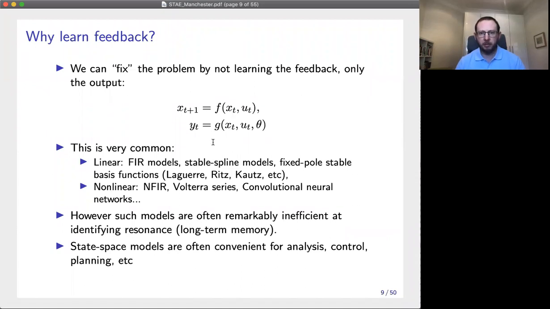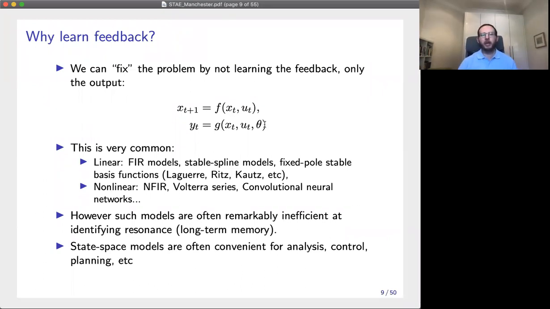Also model structures such as stable spline models and various models where you effectively fix the poles in a model and search for the zeros, or fix the denominator in a transfer function and search for the numerator. And this is using various sorts of expansions of stable models such as Laguerre, Kautz expansions, and so on. And this is quite common in system identification. In the nonlinear case, we can extend this idea to nonlinear finite impulse response models, Volterra series, convolutional neural networks, and so on. Basically, you have some known stable dynamics, and then you search for the output mapping.